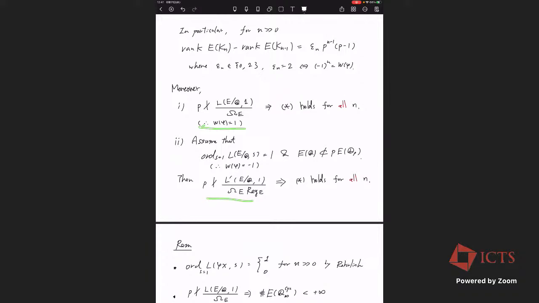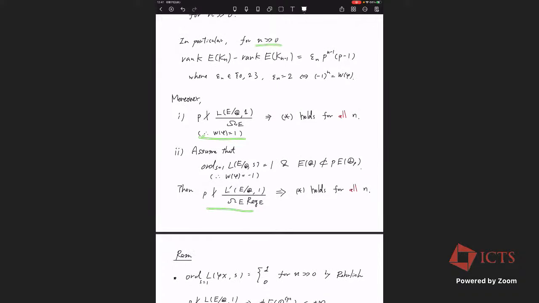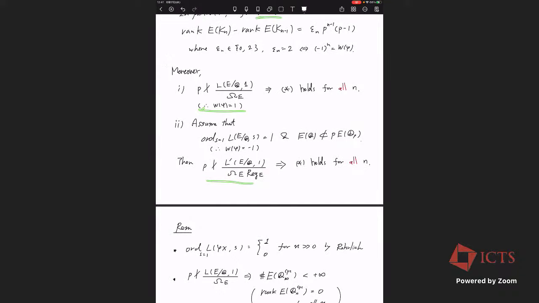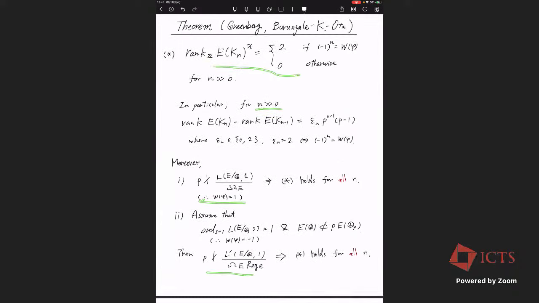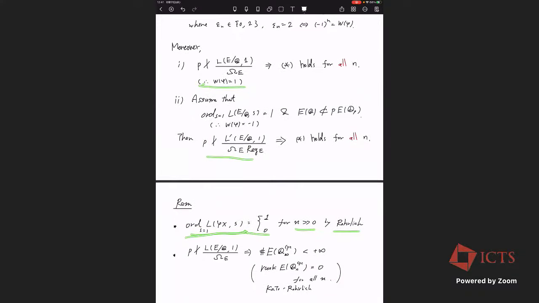I remark that for sufficiently large n, this comes from the Rohrlich result. By Rohrlich, for sufficiently large n, the analytic rank of the L-value is determined by parity, the root number, 1 or 0. Depending on this, we have such a formula, by using the Gross-Zagier formula. And we compare our result with the cyclotomic case.